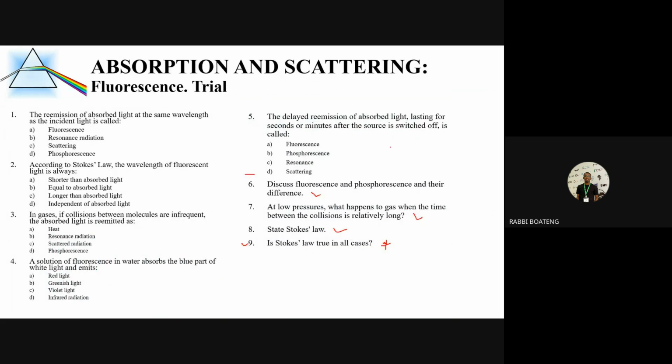And we have another one. According to Stokes' law, the wavelength of fluorescent light is always longer than the absorbed light. Perfect. So in gas, if collision between molecules is infrequent, the absorbed light is re-emitted as what? Phosphorescence.